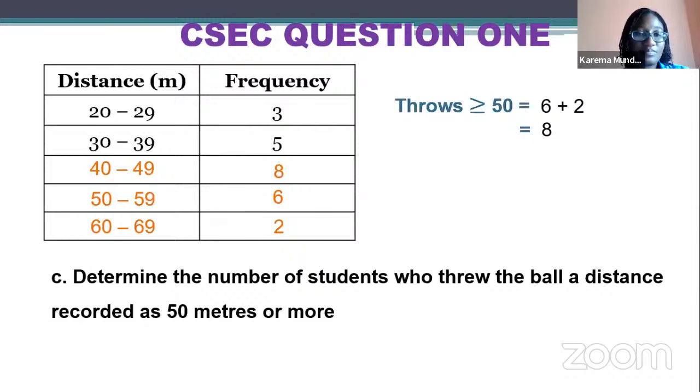Exactly, so greater than and equal to. So if you did not see the words in the exam, and sometimes they have this presentation, what if the question had said, determine the number of students who threw the ball at a distance recorded as, but they're giving you the inequality sign in the exam, you will still know how to identify this from the table. So that's what I wanted to point out.